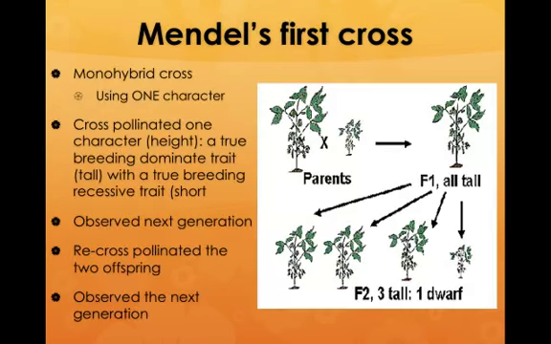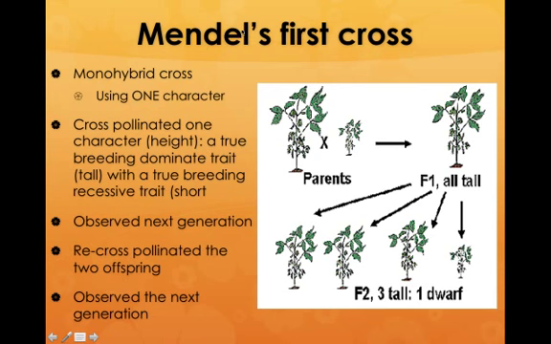Okay. Now, Mendel's first cross was called a monohybrid cross. All right. So the first thing he did was he took true breeding tall plants and he mixed the pollen of the flowers from the tall plants and he sprinkled them on the female parts of the short plants, and he looked at what the offspring were.